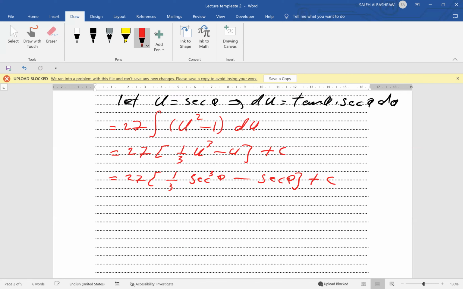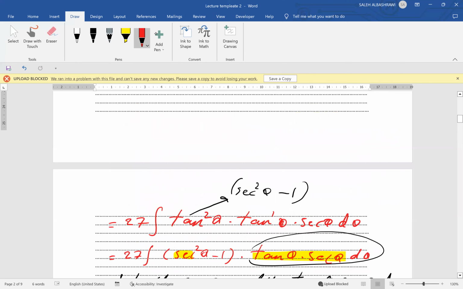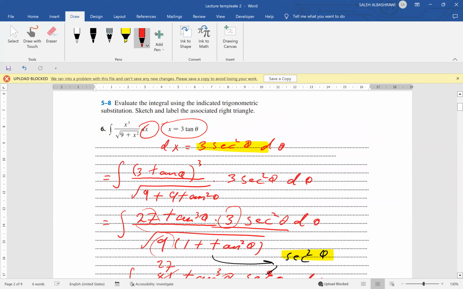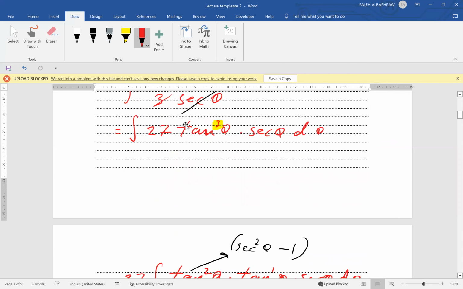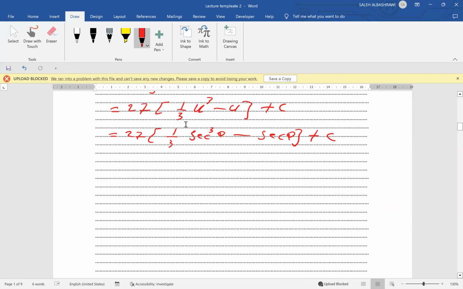So this is the answer for this integration, but this is not the final answer because my question was written in terms of x variable, not theta. So if I want to write it back as x variable, we know from the beginning that we have x equal to 3 tangent theta, which means tan theta is equal to x over 3.